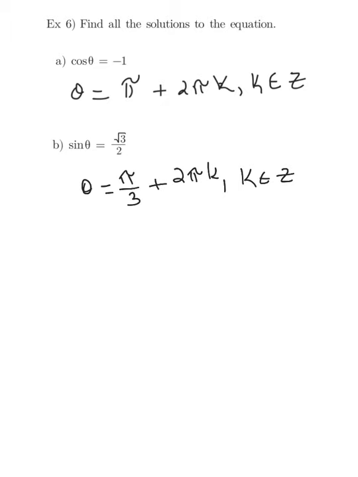The second quadrant angle would be theta equals 2 pi over 3. Again, in order to get back to 2 pi over 3, you'd have to make a full revolution around. So you write the plus 2 pi k. K is an element of Z.